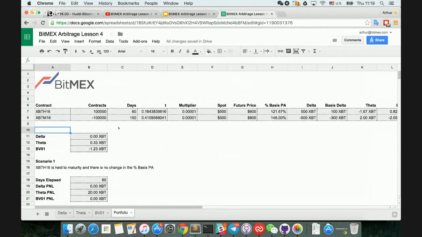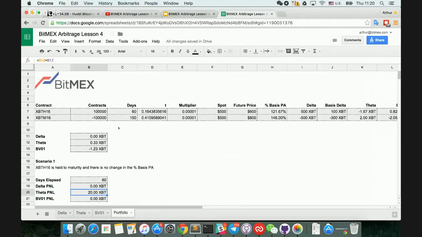Now we put this trade on, and there are different scenarios that can happen with the future outcomes, and we have to think about how we'll respond to them. The first is: assume that you hold the H16 to maturity, and there's no change in the relative percentage basis per annum. So what is your theta P&L? How much money have you made? You've made around 20 Bitcoin, because you make 0.33 Bitcoin per day, 60 days have elapsed, and so this is what you have earned in aggregate on the portfolio.